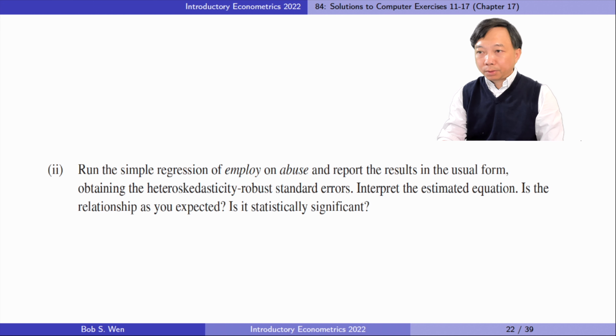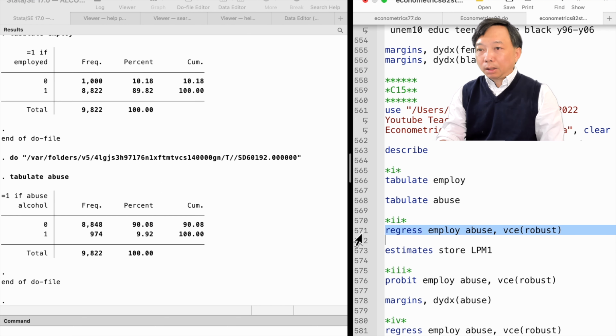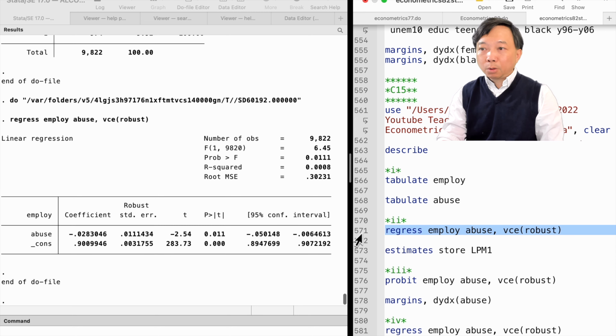Is it statistically significant? The linear probability model gives a slope estimate of minus 0.028. The robust standard error is 0.011. The t-statistic is minus 2.54, and its p-value against a two-sided alternative is 0.011. It implies that the men who abuse alcohol are 2.8 percentage points less likely to be employed on average. The sign is expected. The effect is statistically significant at the 5% level.